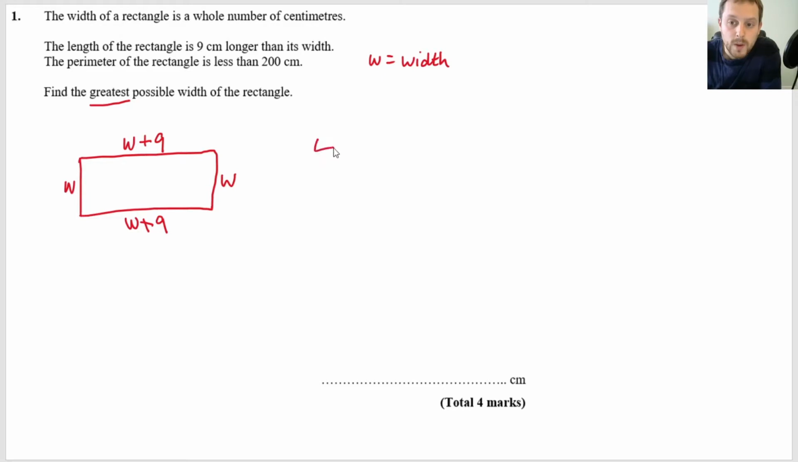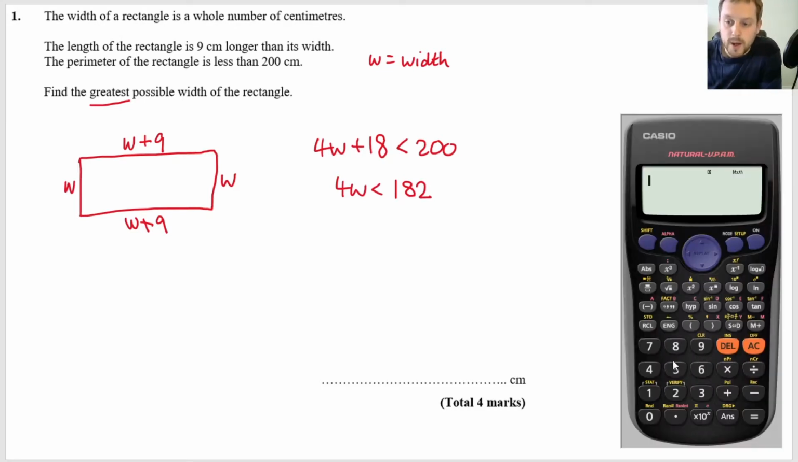So if I add them all up, I get 4W plus 18. So this thing has to be less than 200. So therefore 4W is less than 200 take away 18. If I take away 20, that's 180. If I only take away 18, I'll be left with 182. And then I'll divide this by 4 to get what W has to be less than. So 182 divided by 4 gives me 45.5. So W has to be less than 45.5 in order to make this inequality true.